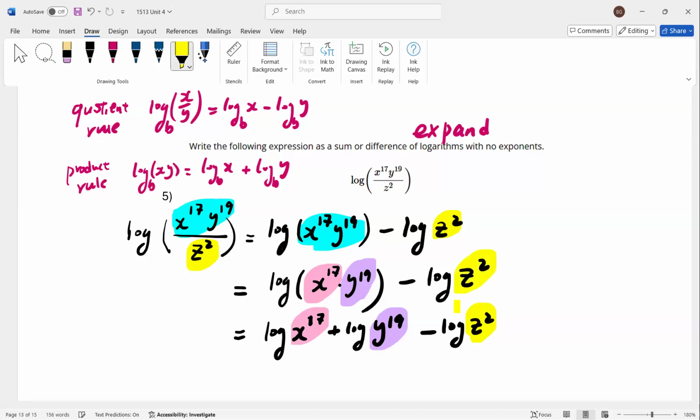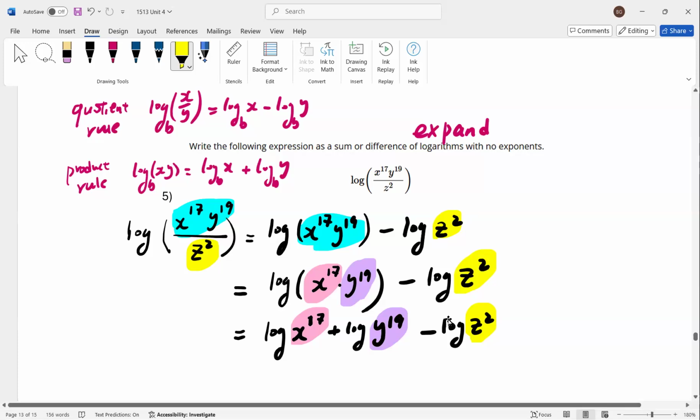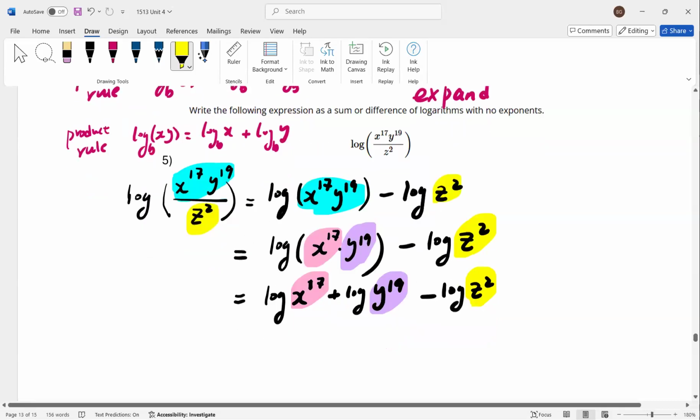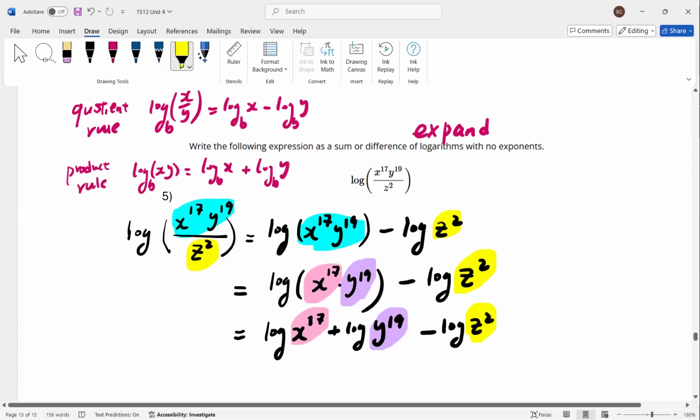I hope the color scheme helps you to understand. It doesn't mean to make you feel confused. I think the color should be able to help, at least help me to explain. So what we have done in this step is to apply the product rule to expand this log, log pink times purple, as log pink plus log purple, all right? But we are not through yet.